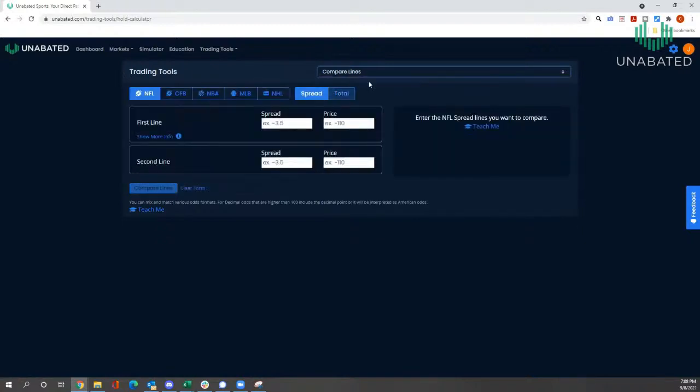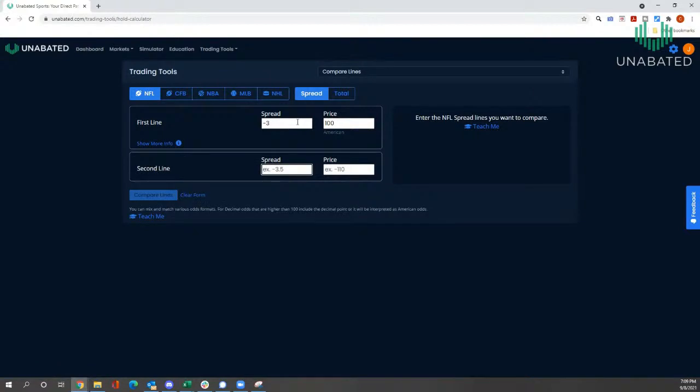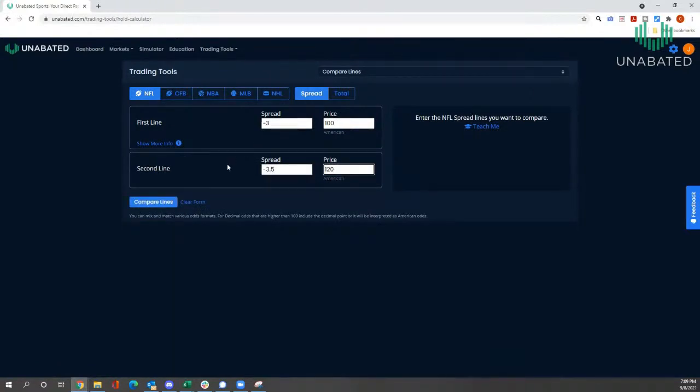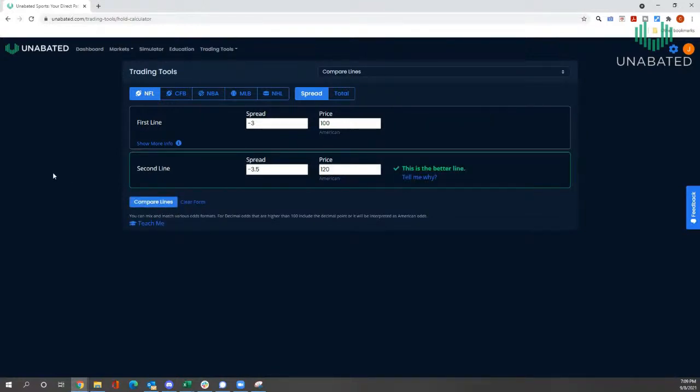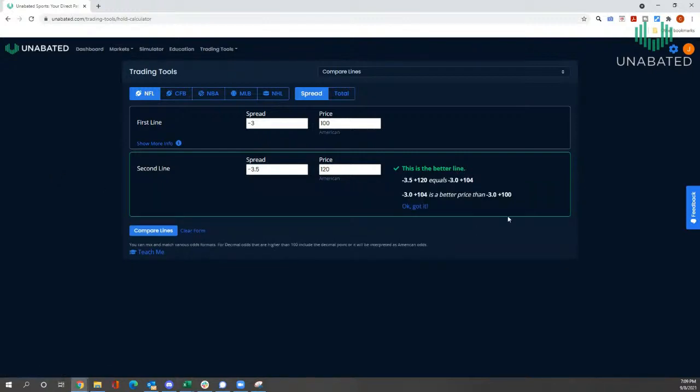Okay, this has been a very popular tool. This is our compare lines calculator. And it's pretty straightforward. You can compare 2 lines together. So a popular one we see a lot of times is you have one sportsbook that has, on the NFL, -3 even money. And you have another sportsbook that's -3.5 +120. And which one of those is the better line? Well, our calculator runs it through the algorithm and says the -3.5 is the better line.